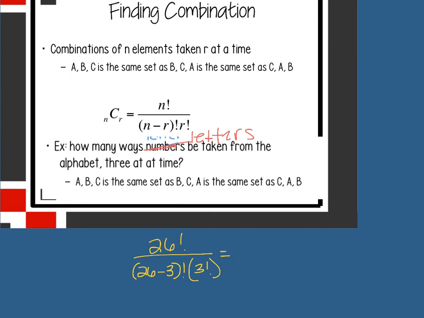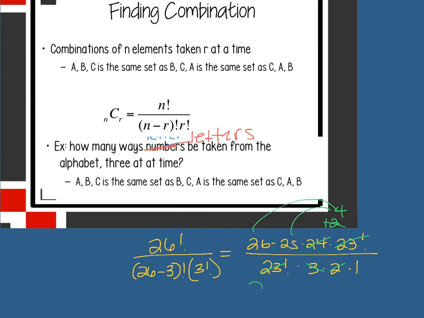So I'd get 26 times 25 times 24 times 23 factorial over 23 factorial times 3 times 2 times 1. The 23 factorials cancel. 2 goes into 24 12 times. 3 goes into 12 4 times. And then I would do 25 times 4, which is 100, times 26, 2,600. Questions on that one?